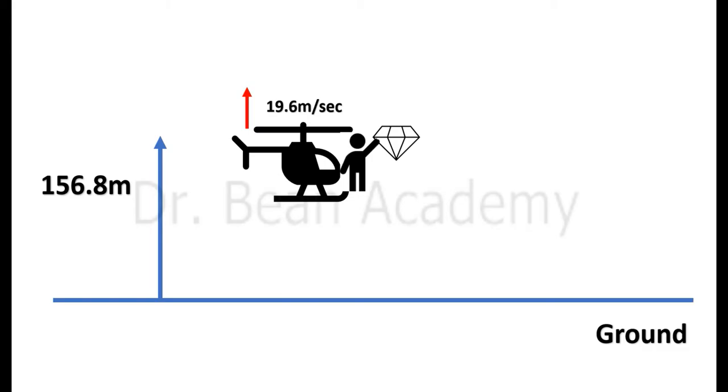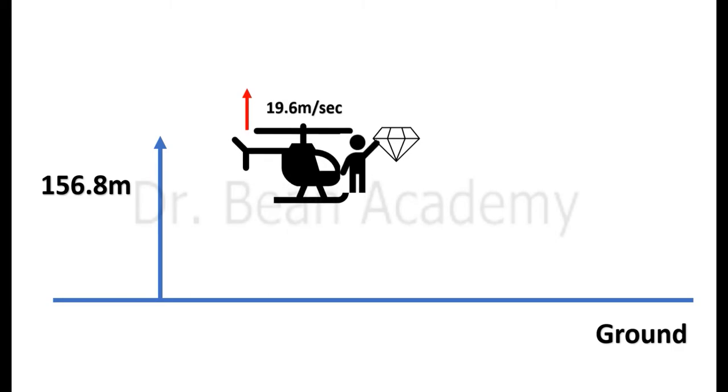Suppose a person sitting in the helicopter is holding a stone out of the helicopter. When the helicopter reaches a height of 156.8 meters, the person will leave the stone. He will take his hand off the stone, and here is the twist. We can forget about the person and the helicopter, because when they leave the stone, we are not interested in what happens to them. We are interested in what happens to the stone, because now the stone is free to move.